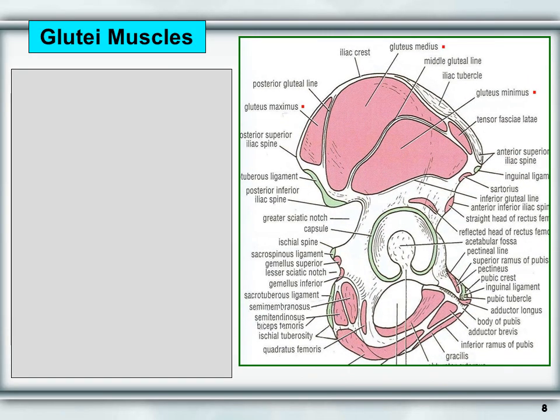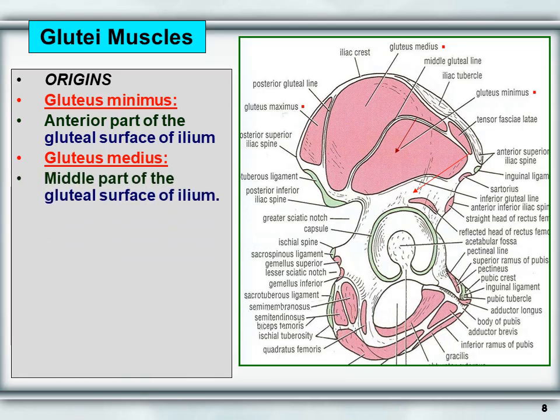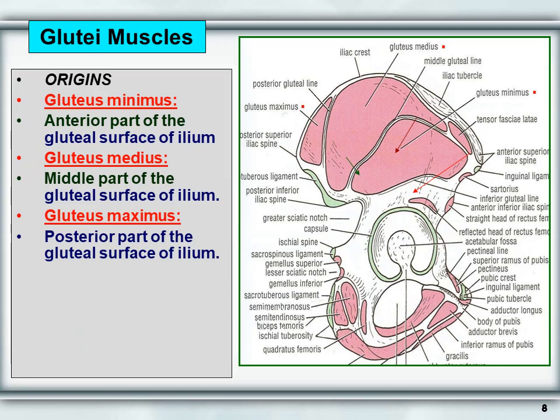Gluteal muscles: we already discussed the gluteus maximus, gluteus medius, and minimus. Now the origin. The gluteus minimus originates from the anterior part of the gluteal surface of the ilium. The gluteus medius arises from the gluteal surface of the ilium, and the gluteus maximus from the posterior part of the gluteal surface of the ilium.